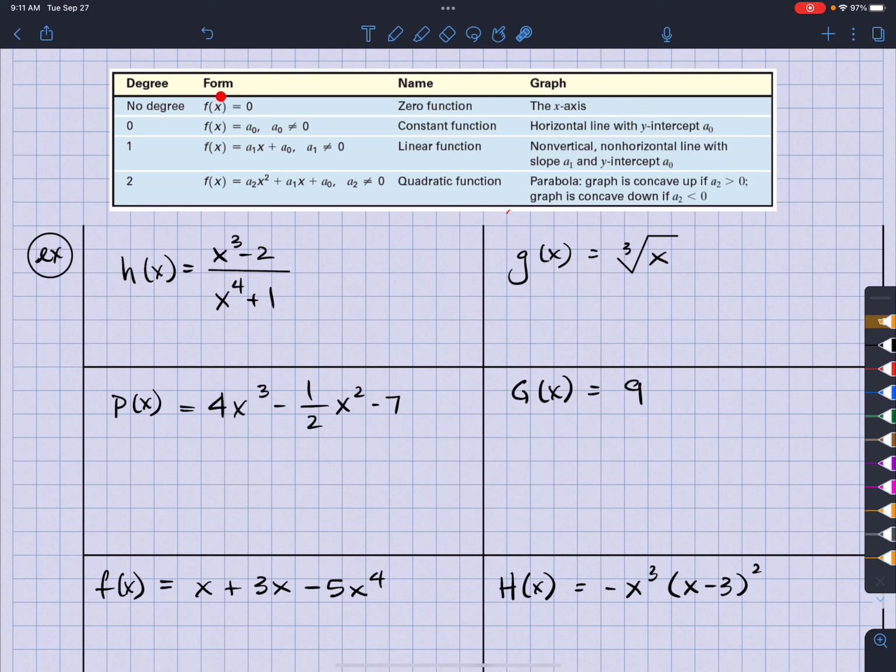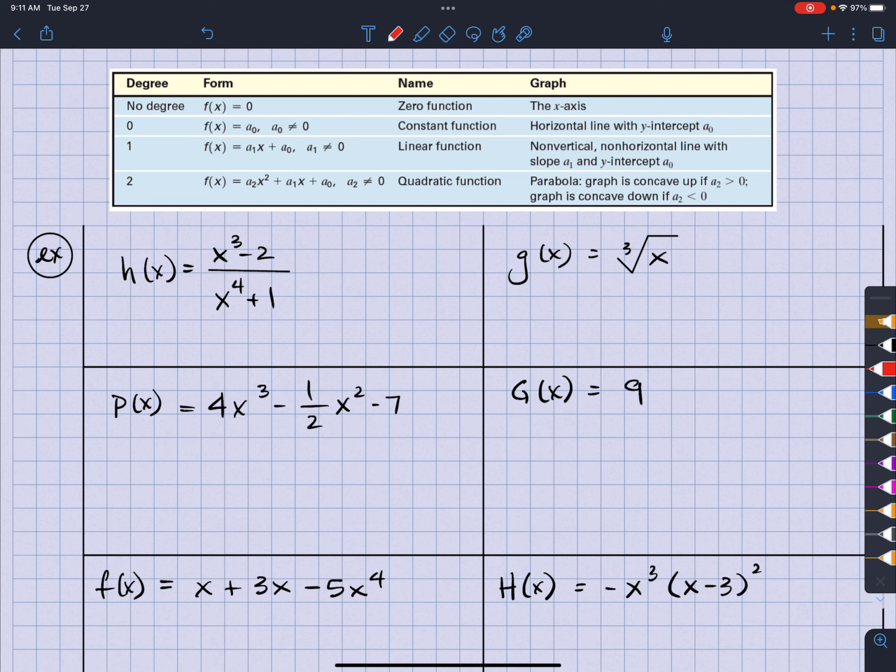Now here are some examples, as I was showing you guys on the side. If I have y is equal to 0, that's the zero function. If the degree is 0, then it's just a constant, like y equals 5. If it's the first power, then it's like y equals mx plus b. If it's the second power, then it's a quadratic where the largest power is 2.